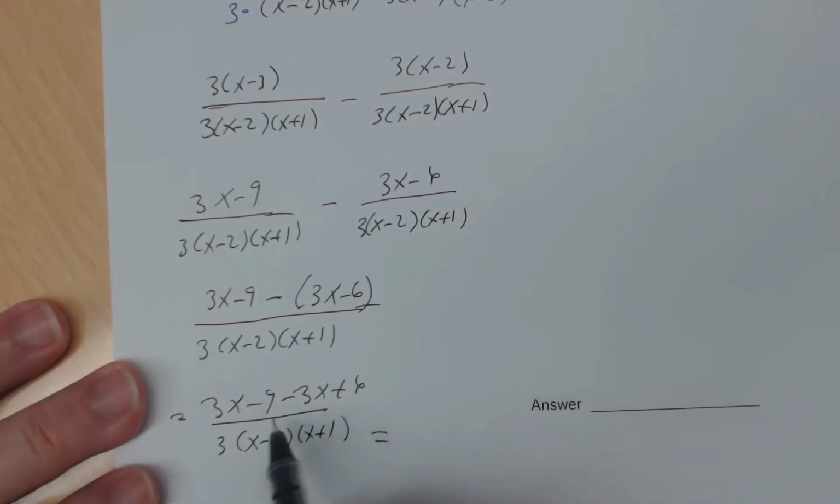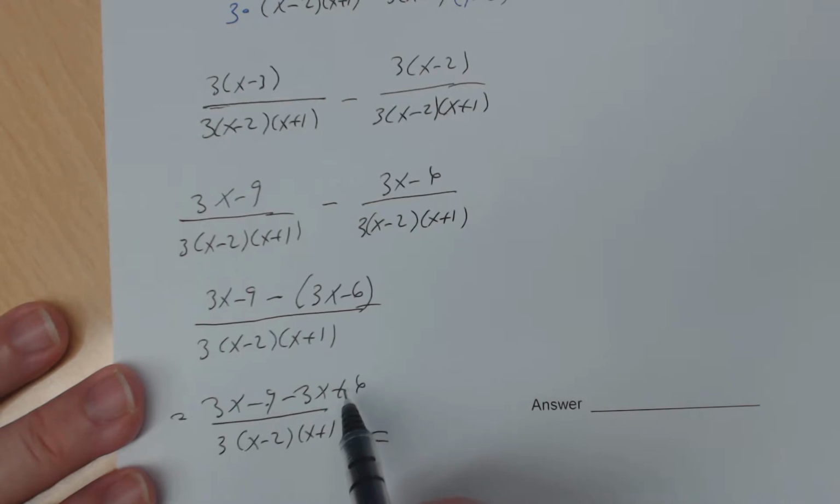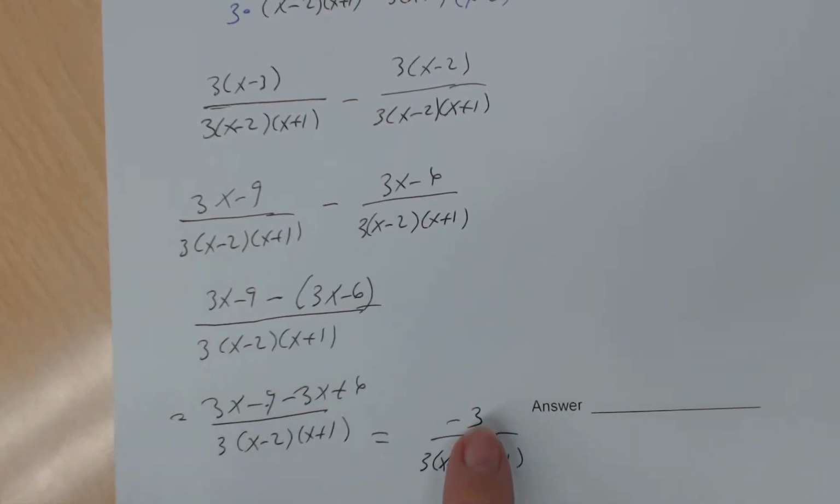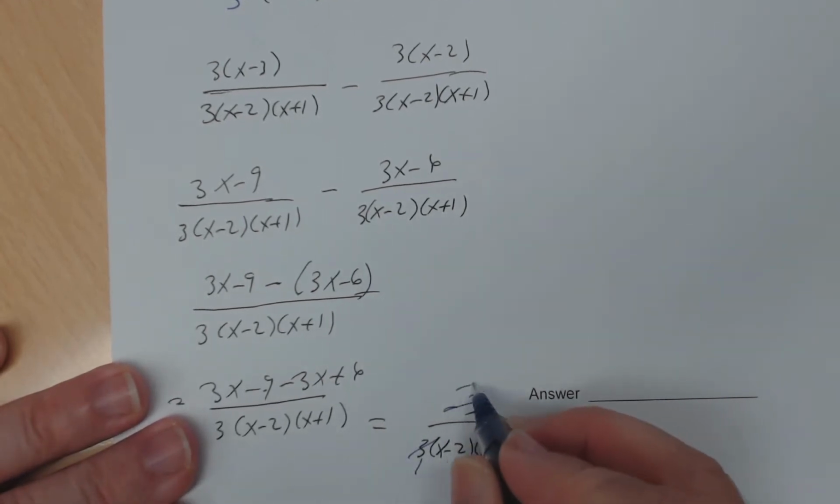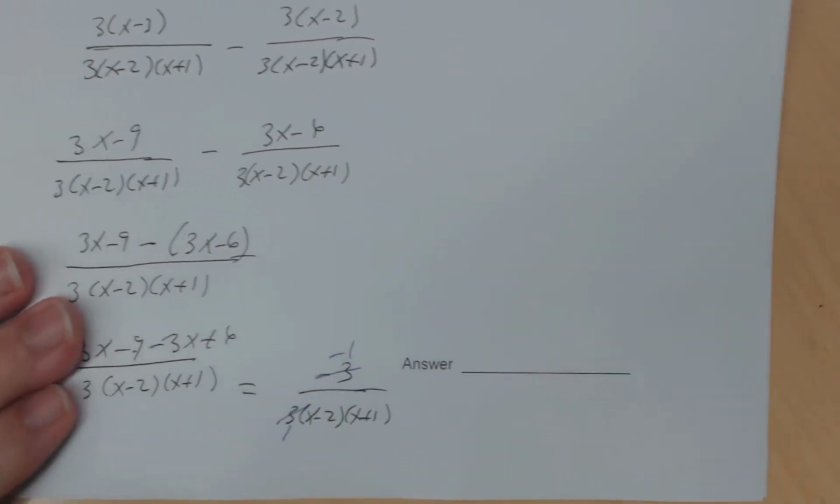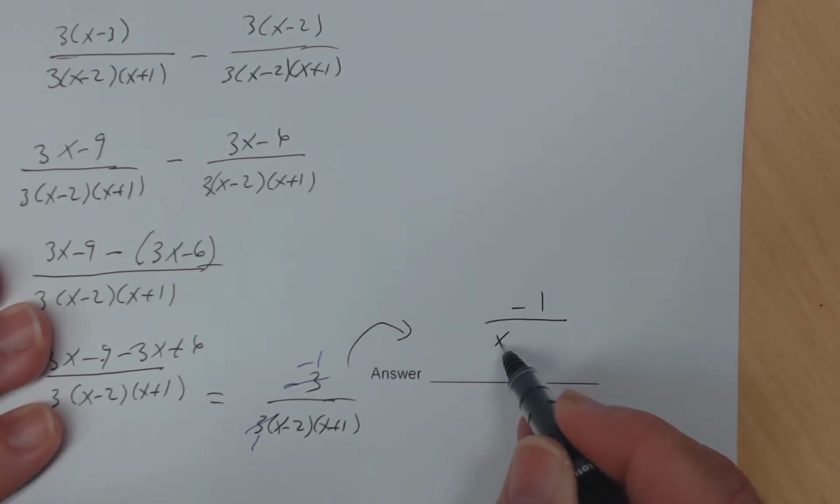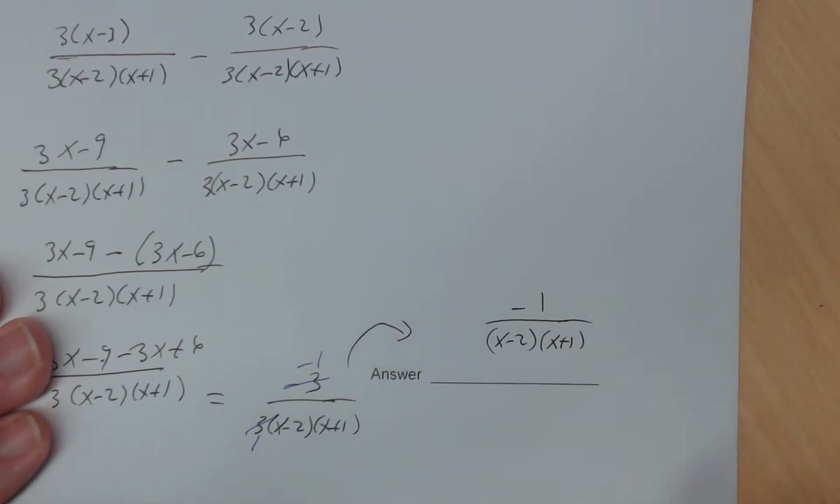And so I'm going to get 3x minus 3x is 0, a negative 9 and a positive 6 is a negative 3, divided by the denominator. And then I notice that this negative 3 and this 3 can reduce, so that's going to be 1, and that's going to be negative 1. And so the answer becomes negative 1 divided by x minus 2 times x plus 1. That's your answer.